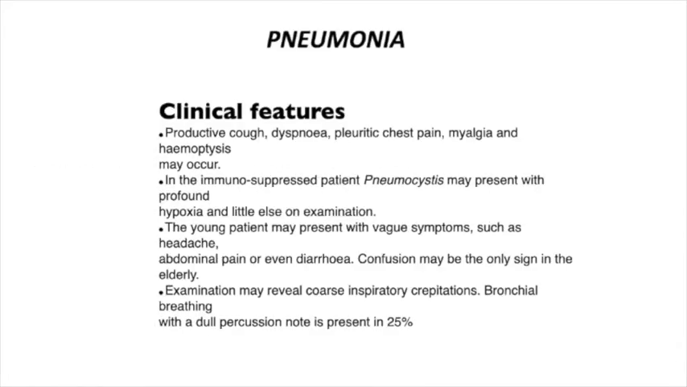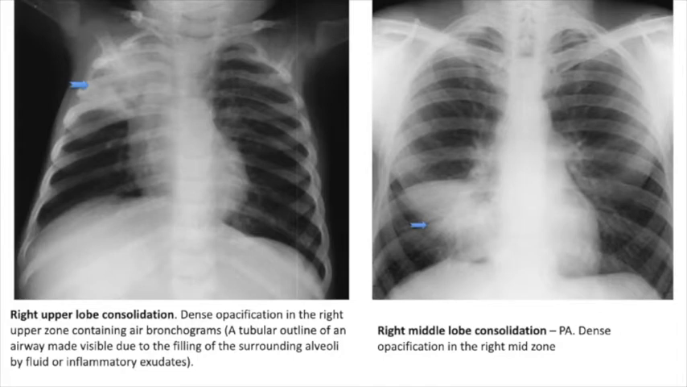So let's talk about the first infection today, which is pneumonia. Pneumonia is a very common disease. You want to know that from next year. You will see a lot of patients with pneumonia. So what happens in pneumonia? Usually we find an opacity. You can see on your left side there is a right upper lobe consolidation.